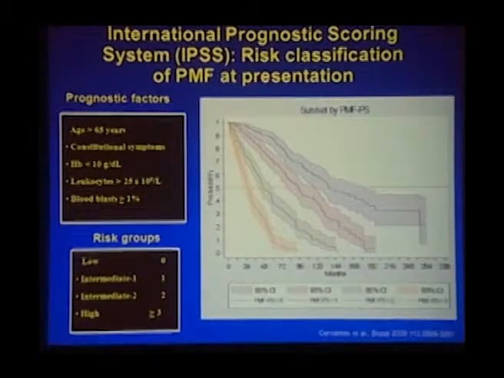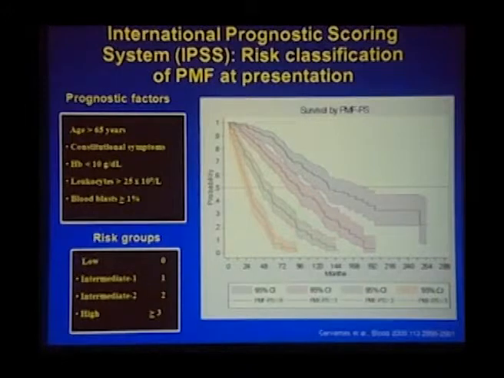Right there, 8 years instead of 11. So I point out these constitutional symptoms as a significant factor, not just in affecting the quality of life of the patients, but also affecting the survival of the patients. It's one of the prognostic factors.